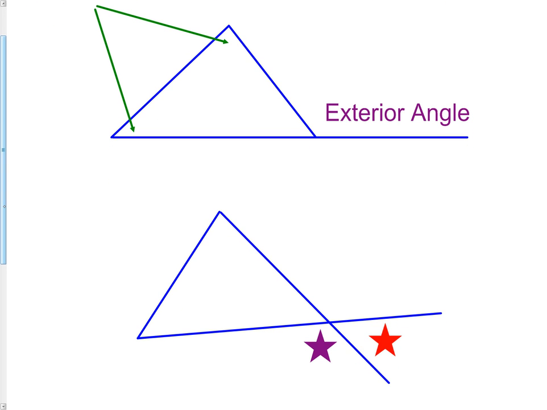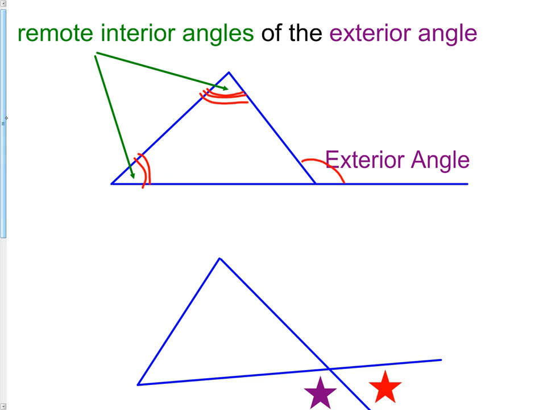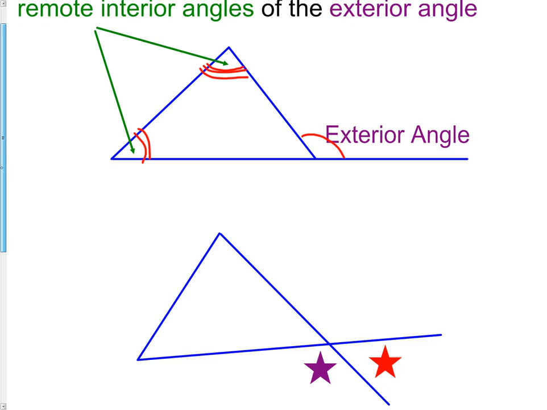As we look at this triangle on the top of the screen, the exterior angle would be the angle that I marked with the red arc. The green arrows are pointing to the remote interior angles. So we have remote interior angles and one exterior angle. They are all marked on that top picture.